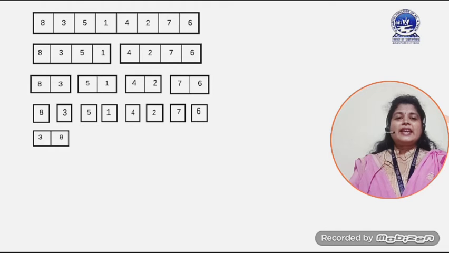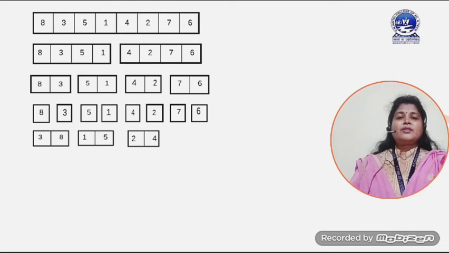Now we will take 8 and 3, which are two different sublists, and we compare those 8 and 3, arrange them in proper order, and combine them. Here the resulting sublist is 3 and 8. Then the next one is 1 and 5. Then we are taking 4 and 2 and merging them as 2 and 4. Then the last one is 7 and 6, and we are merging it as 6 and 7.